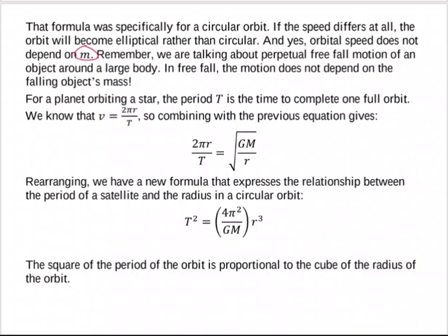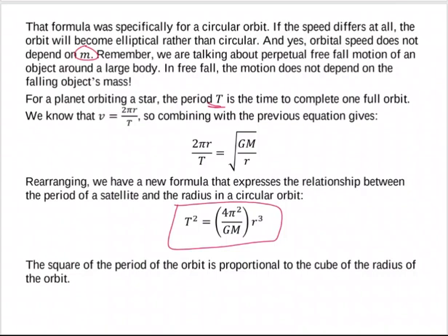For a planet orbiting a star, the period T, remember we use capital T for period, is the time to complete one full orbit. We know that v equals 2 pi r over T from previous sections. So if we combine that with the previous equation that we just saw, we have 2 pi r over T equals the square root of GM over r. So now we have another equation that we can work with. If we rearrange all of that, we have a new formula that expresses the relationship between the period of the satellite and the radius of the circular orbit. This guy, T squared equals 4 pi squared over GM times r cubed.